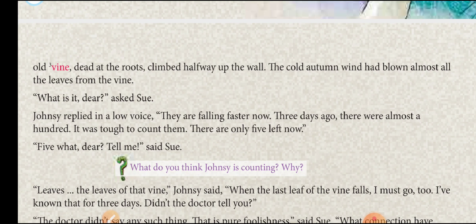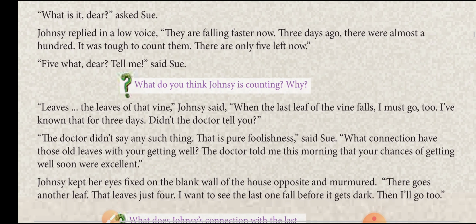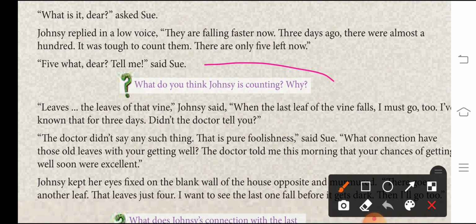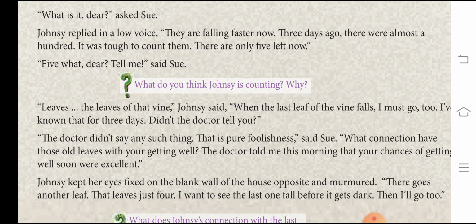So Joanna replied in a low voice that two or three days ago there were many on that wall. Many, she's talking about leaves, right? So she said, but right now when I am looking outside, only five leaves are there. So Sue, surprised, asked her, what five are you talking about? Now next we have to see, what do you think Joanna is counting? She is counting the leaves on the vine.